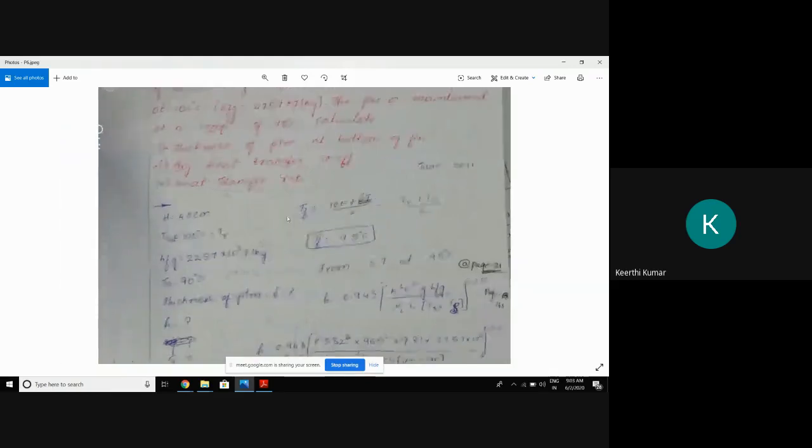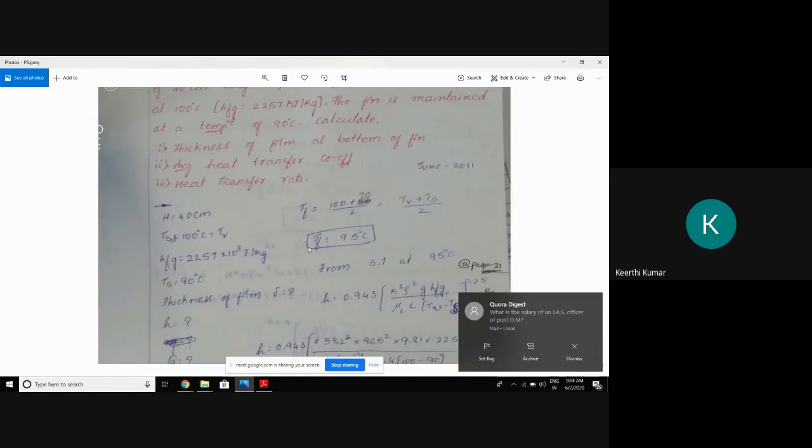Take this. First step is TF. The fluid temperature TF is equal to (TV plus TS) by 2. What is TV? 100 degree. TS is 90. (100 plus 90) by 2. You get 95. So you're supposed to take the properties of the steam or water at 95 degrees centigrade. That I'll project in the data handbook.